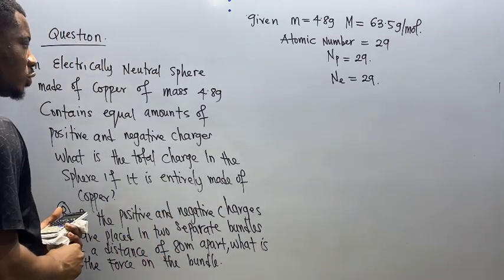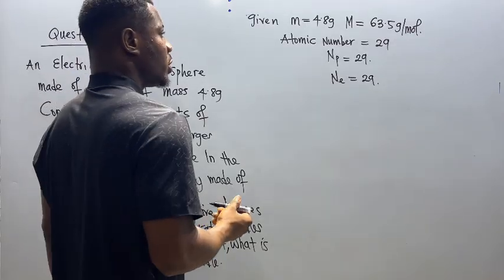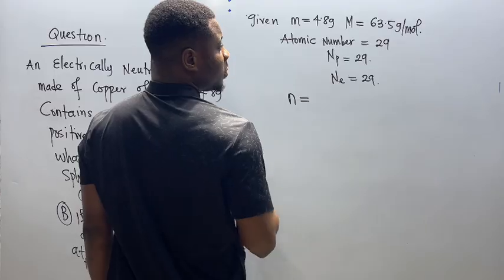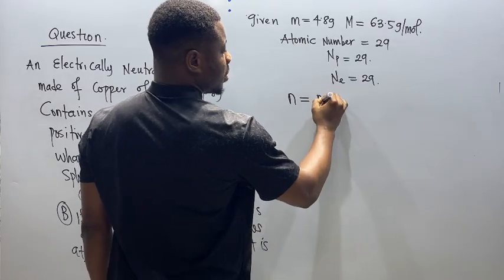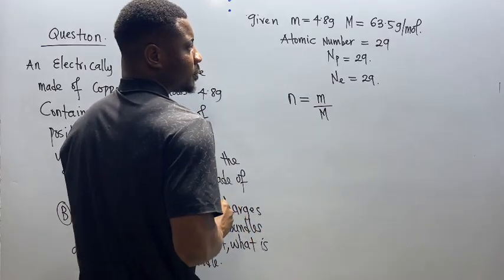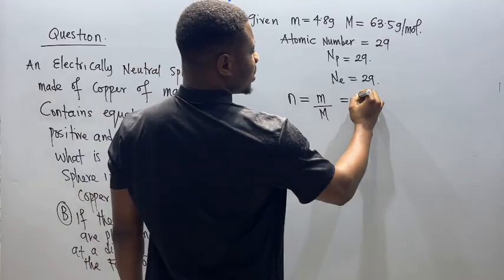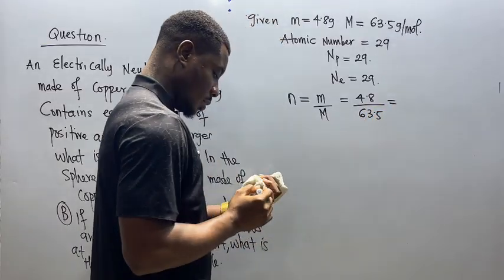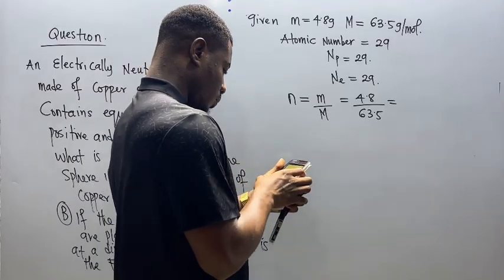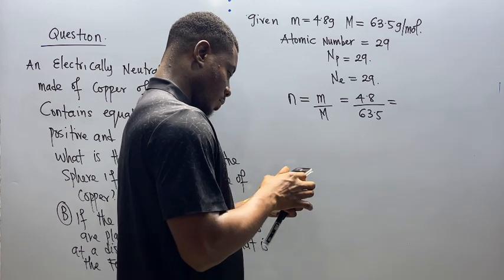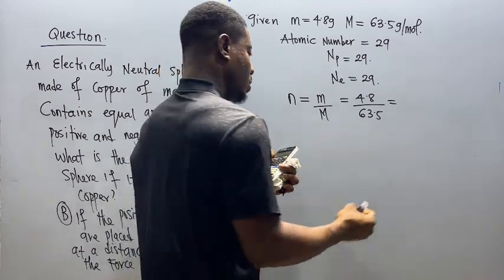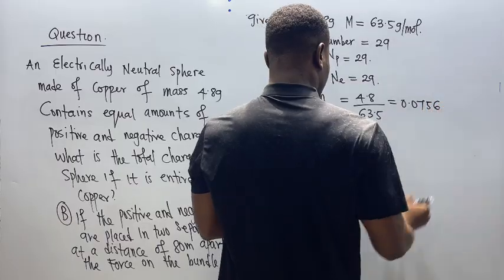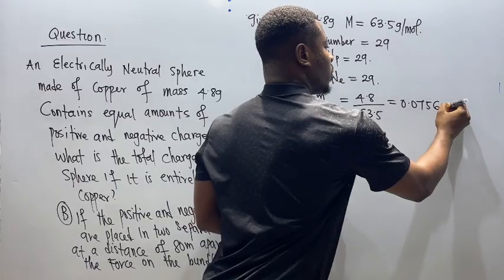Then I would need to look for the number of moles. The number of moles of copper should be mass over molar mass. The mass is 4.8 over 63.5. That is 4.8 divided by 63.5, which gives us 0.0756. So this is the number of moles of copper.